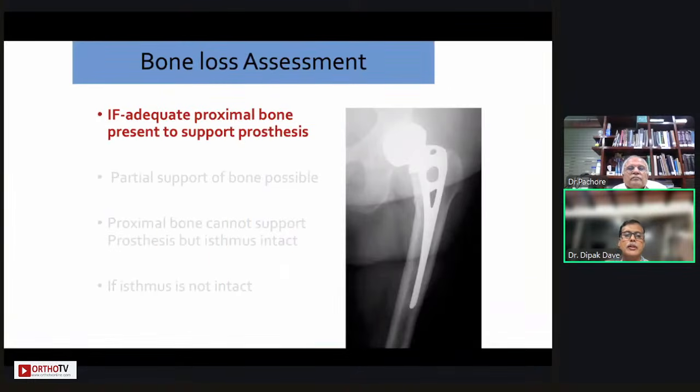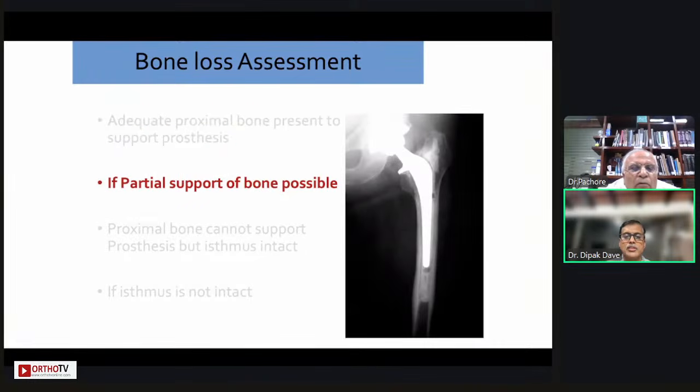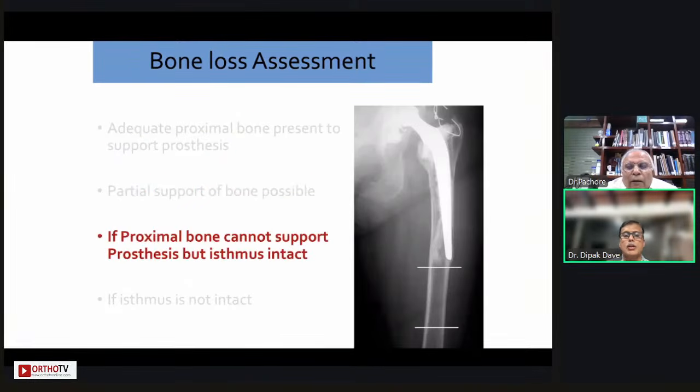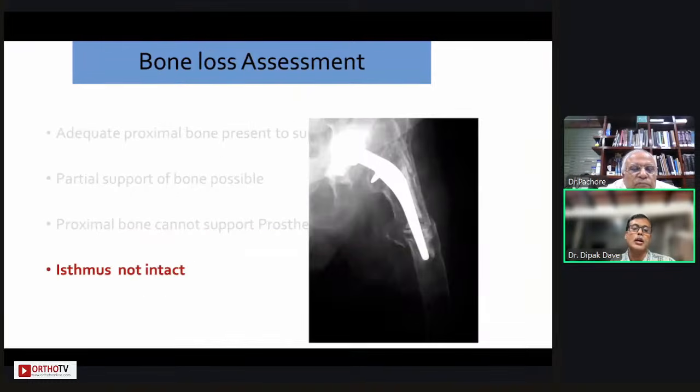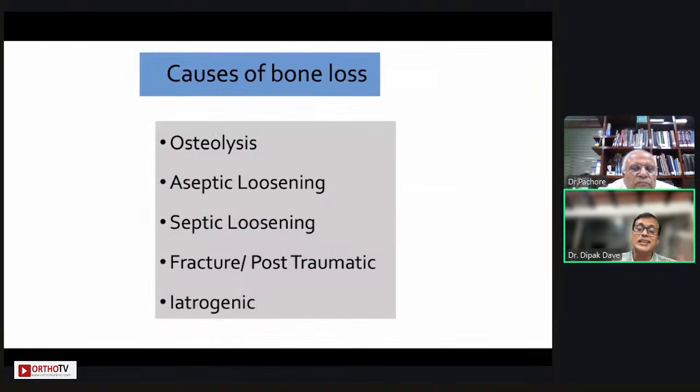How do you assess whether there is adequate proximal bone to support the stem, whether there is partial support of the bone, and if the proximal bone cannot support it, whether there is an isthmus? You have to go in order: proximally, how much bone is there? That is basically how much femoral bone loss there is, first in the metaphysis and then the diaphysis, and whether the isthmus is there or not. Based on that, you have to select the length of the stem.